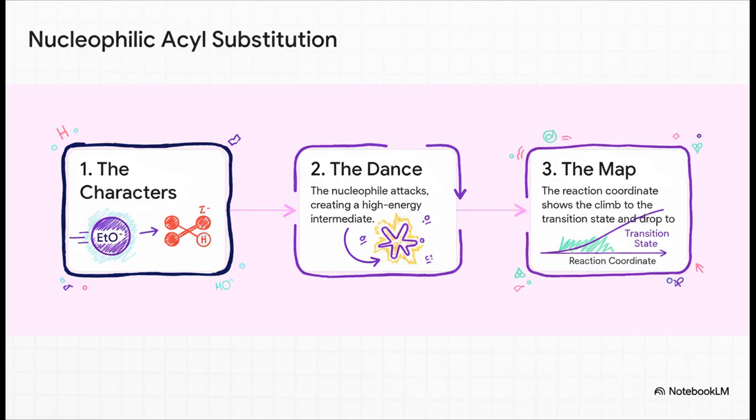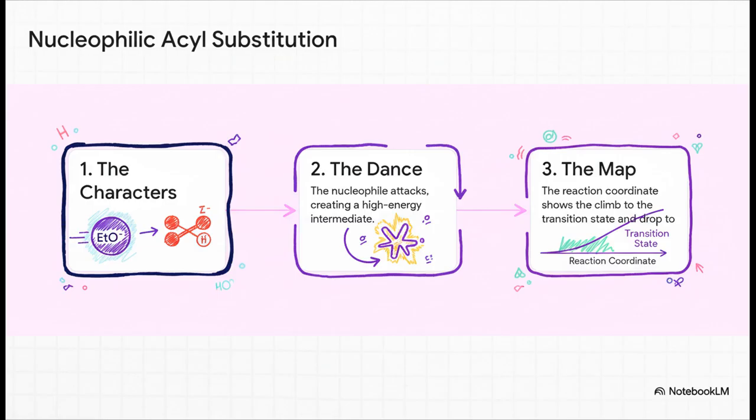First, let's identify the characters. On the left, we've got our electron-rich nucleophile, and it's meeting our electron-poor electrophile. Second, let's follow the dance. That first arrow shows the nucleophile attacking the carbon, pushing electrons to form that new bond. This creates that high-energy intermediate you see in the middle.